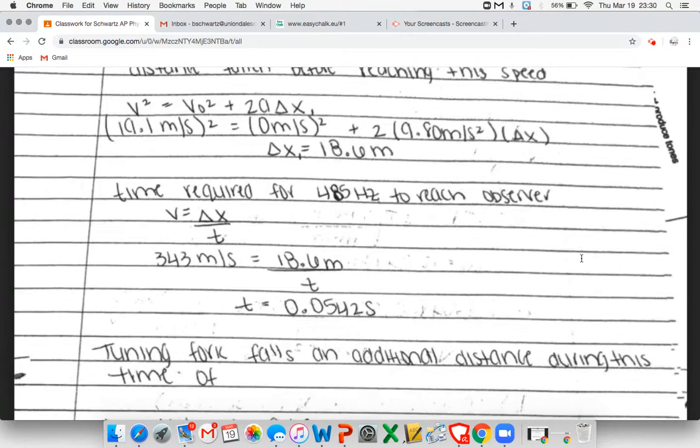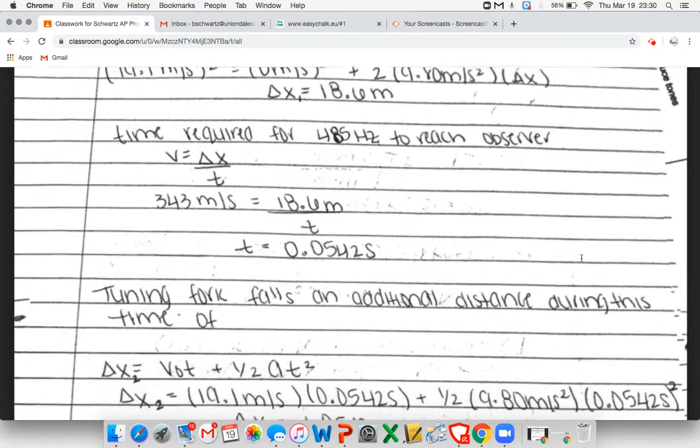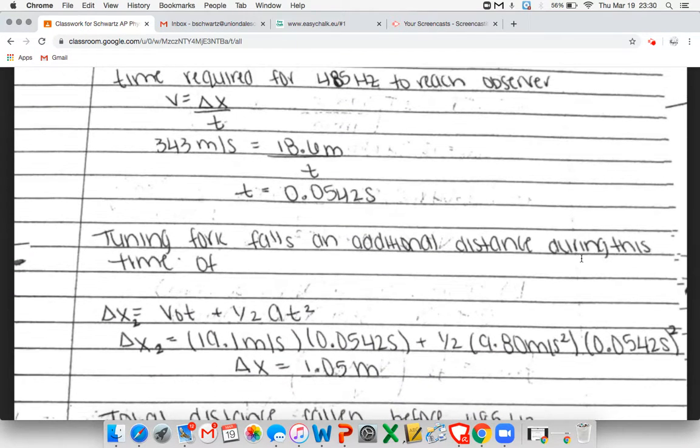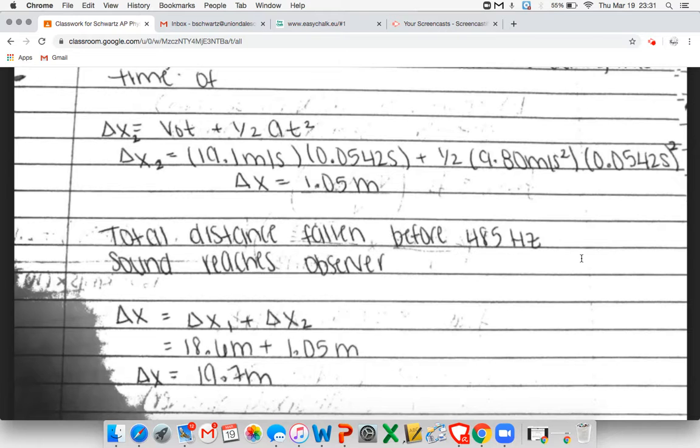So the last step was to find out what is the additional distance that occurred during this time. And for that, I solved using the distance equation. So I used the distance equation, I used the time that it actually did take, in addition to the velocity that it started out with, because remember, this is the new speed, the distance that it fell at this speed. And I found that this took 1.05 meters. Adding those two distances together, you end up with a final total distance of 19.7 meters.